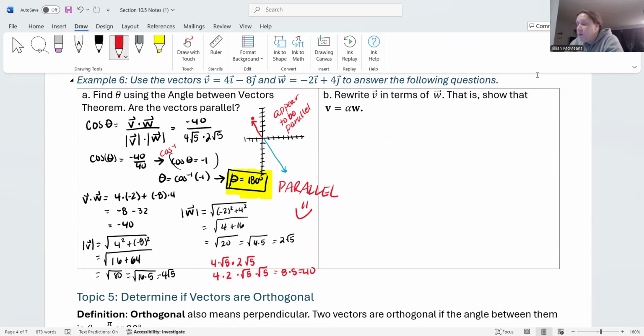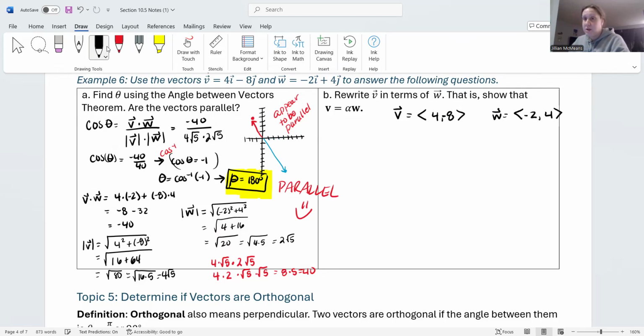Now for part B, it says rewrite vector v in terms of vector w. That is, show that vector v is a scalar multiple of w. So let's really sit and think about this. We already know that vector v has components of 4 and -8. So it has a horizontal movement of 4 units and a vertical movement of -8 units. And then we know that vector w has a horizontal movement of -2 and a vertical movement of +4.